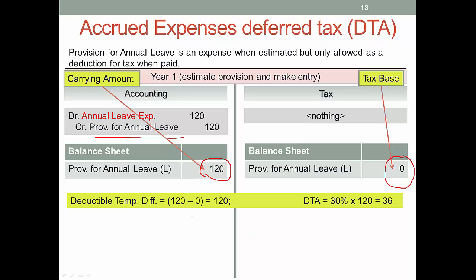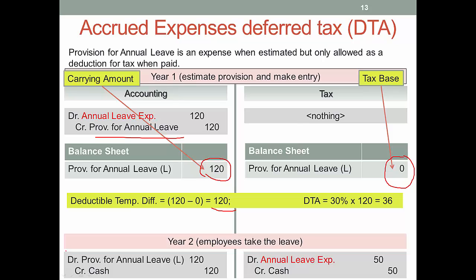Hence, we've got a deductible temporary difference. Carrying amount is greater than tax base for a liability. The deductible temporary difference is 120, which leads to a DTA of 30% of 120, that's 36. What happens in future when you actually pay the annual leave? Well, for accounting, you've already got the expense. So when the cash goes out, you're just crediting the provision. The expense already happened up here. But for tax, you didn't record an expense, so you record the expense now that the cash goes out.